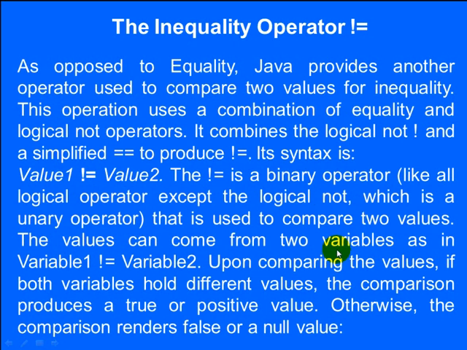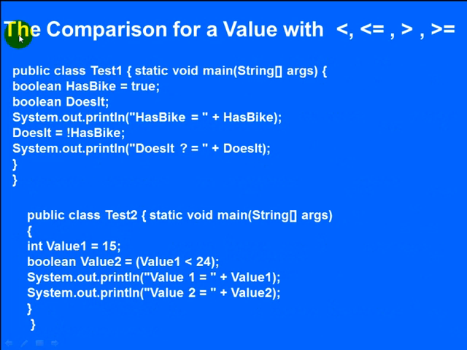The values can come from two variables, as in variable1 is not equal to variable2. Upon comparing the values, if both variables hold different values, for example the value of variable1 is 5 and the value of variable2 is 7, the comparison produces true, because 5 is not equal to 7. This is a true or positive value. Otherwise the comparison renders false. Then we have the less than or equal to and greater than or equal to operators.